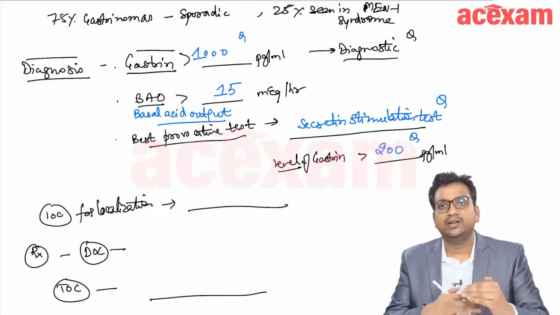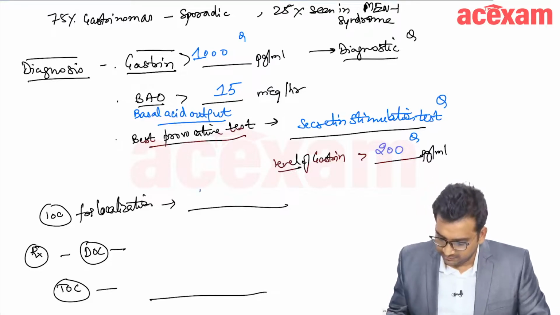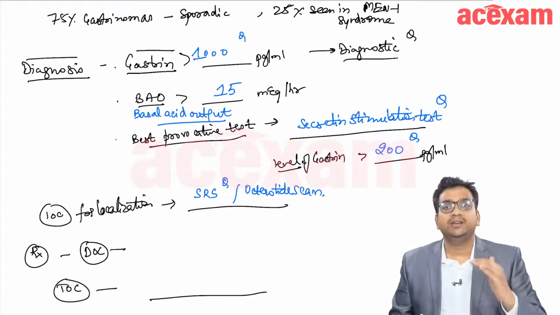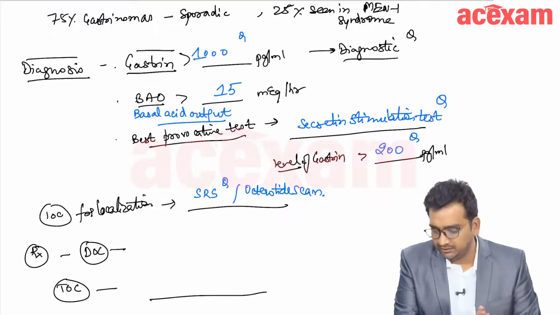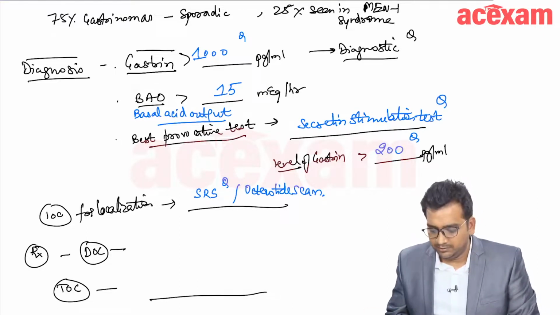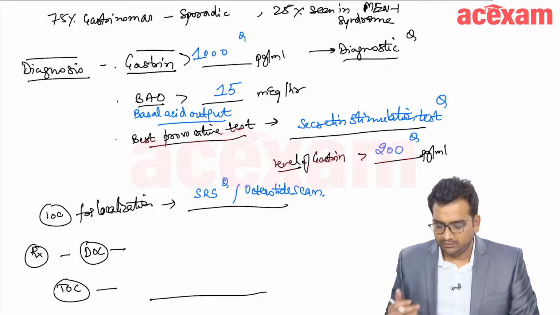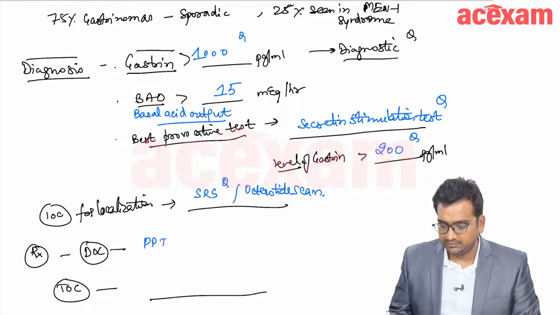Now we have diagnosed that it is gastrinoma. Now we want to localize. Investigation of choice for localization is SRS, or somatostatin receptor scintigraphy, also known as octreotide scan. Now we have diagnosed as well as localized. We know that the location is, in majority of the cases, in Passaro's triangle. Now the treatment of choice is surgical, obviously, but if we want to give medication, the drug of choice is PPIs.